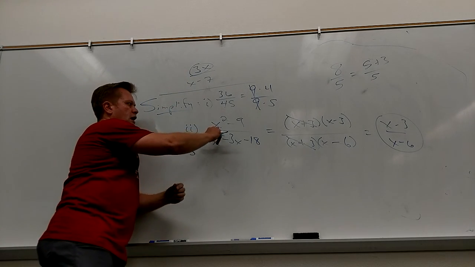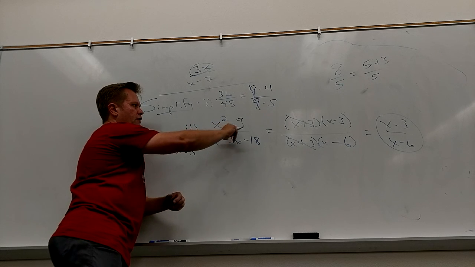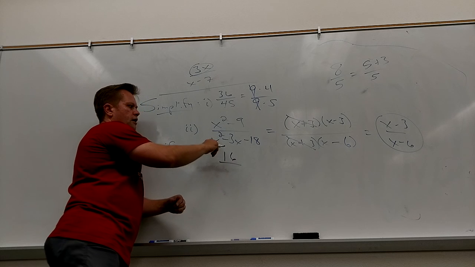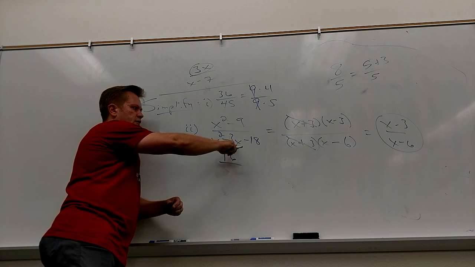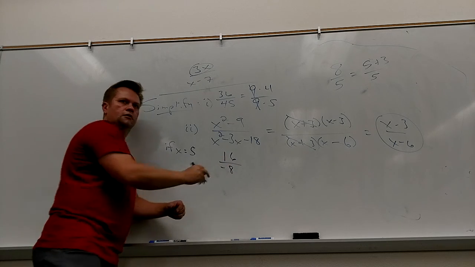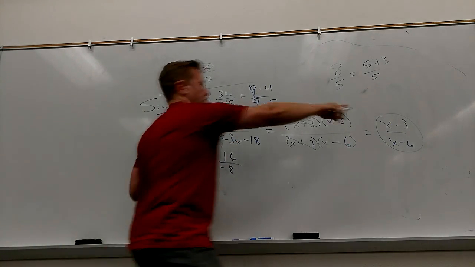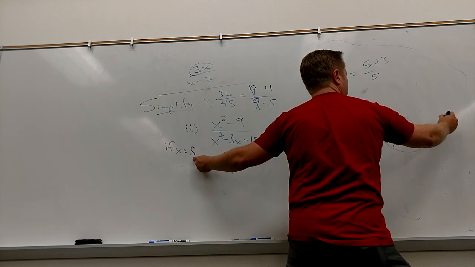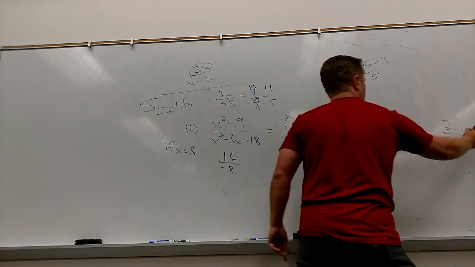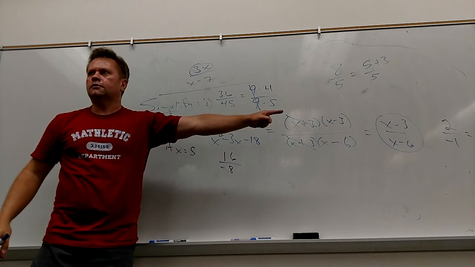So what do I get on the top? If x is 5, what fraction is this? 25 minus 9? 16. And 25 minus 15 is 10, minus 18? Negative 8. Right? And then that would be what? If x is 5, this would be 5 minus 3, 2 over 5 minus 6. And of course, 16 divided by negative 8 is negative 2.